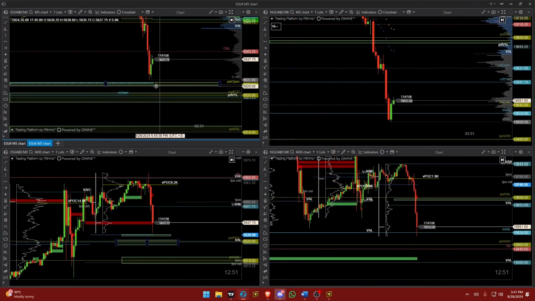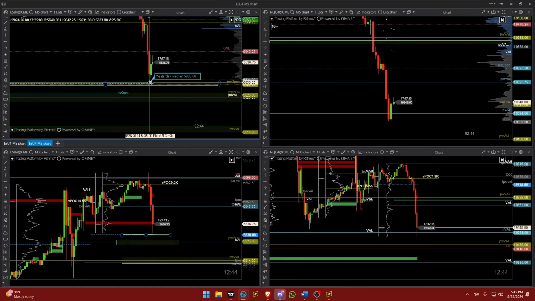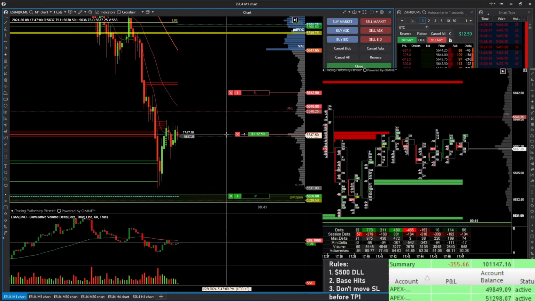We did front run the previous day equilibrium. We did hit a naked value low here on NQ. And yeah, right now I'm just waiting to see if this trade is going to play out or not.